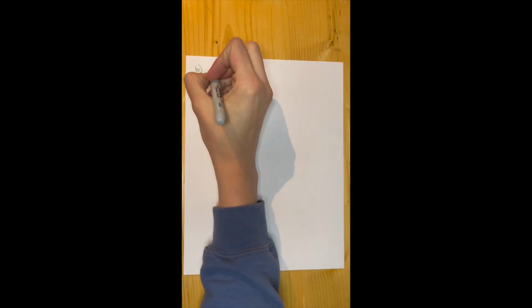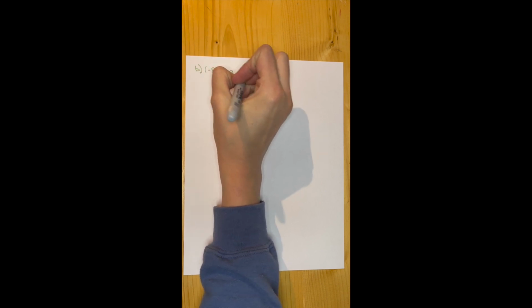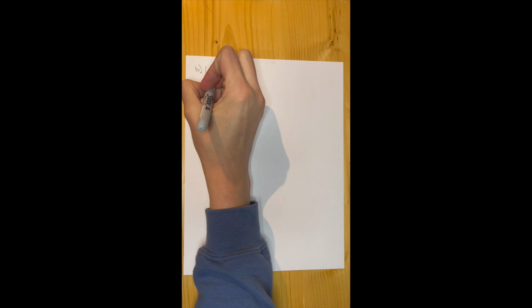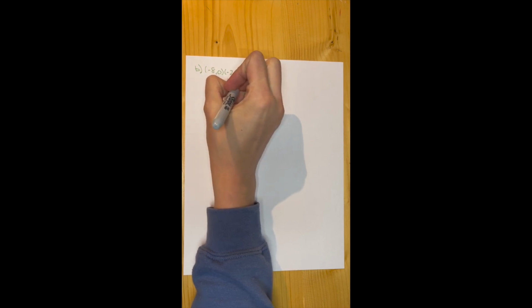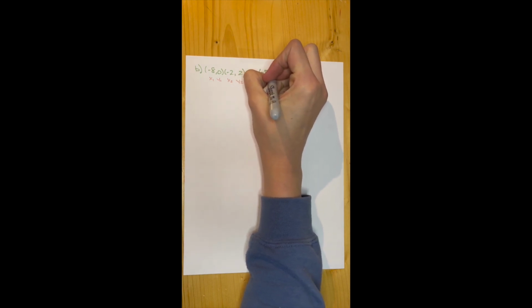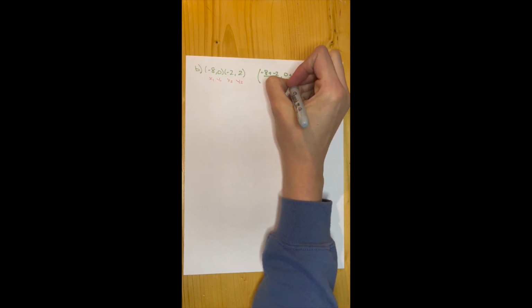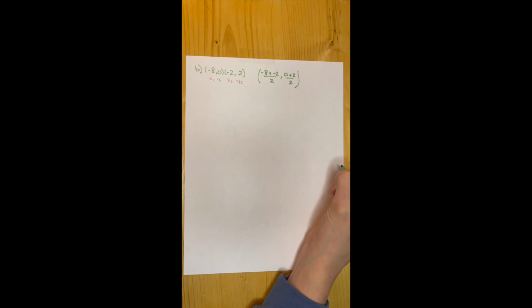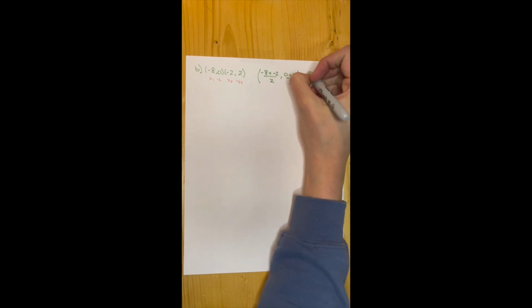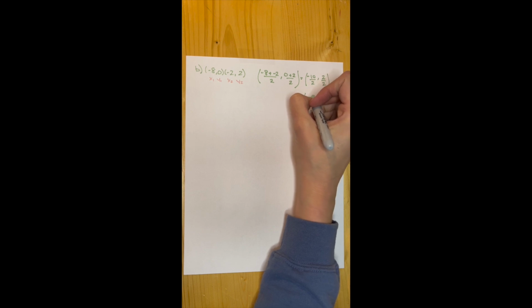For letter B, we're going to be finding the midpoint between the points (-8, 0) and (-2, 2). So once again, I'm going to label those x1, y1, x2, y2. And now let's put them into our formula. We're going to have -8 plus -2 divided by 2 and 0 plus 2 divided by 2. That results in -10 over 2, comma 2 over 2, which reduces nicely to the point (-5, 1).